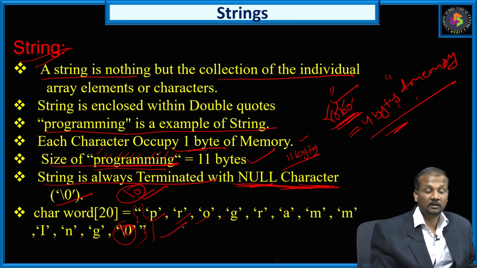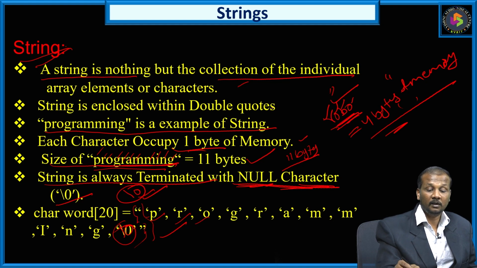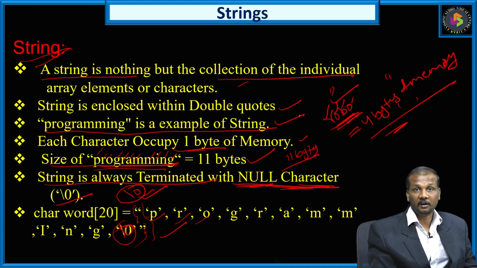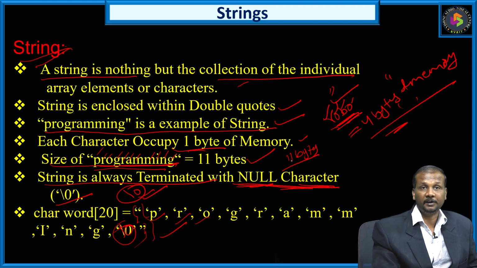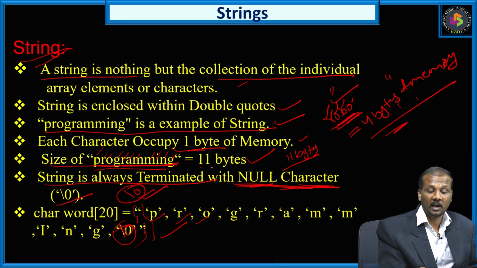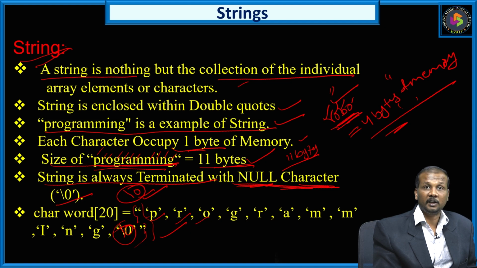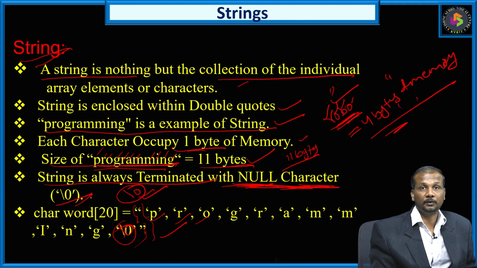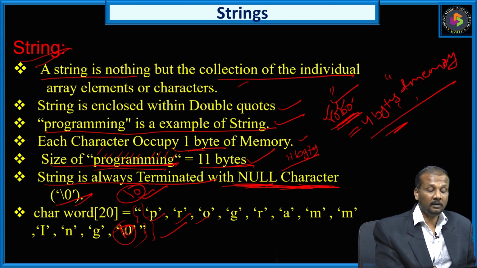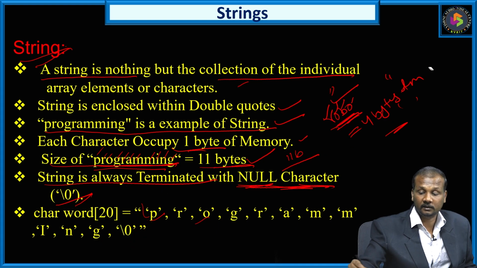What is a string? A string is a collection of characters. This string is enclosed in double quotation marks. Programming is an example of a string. Each character occupies 1 byte of memory. The example programming is 11 bytes. Each and every string is always terminated with a null character. What is the symbol of the null character? It is \0, so a string ends with this.